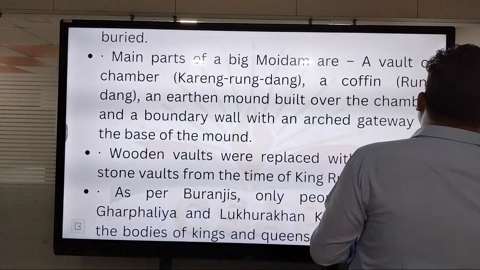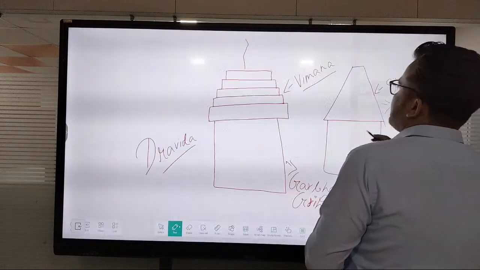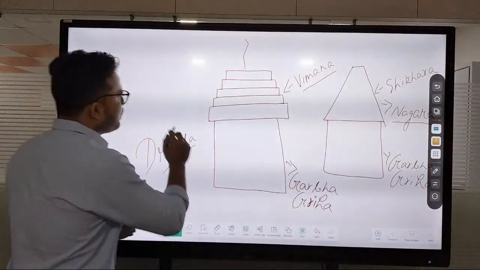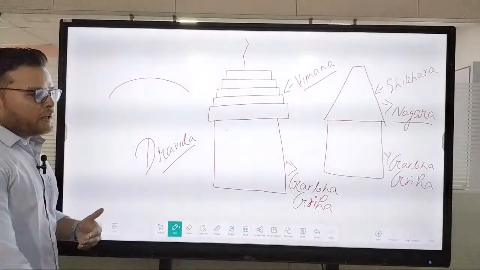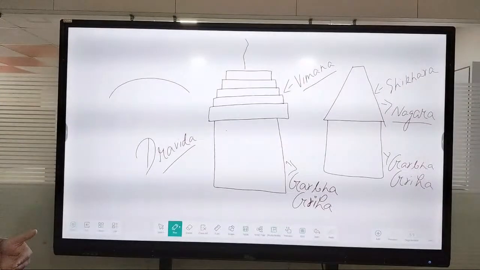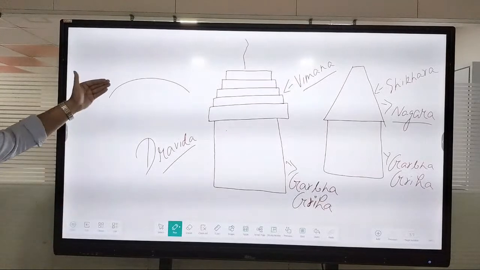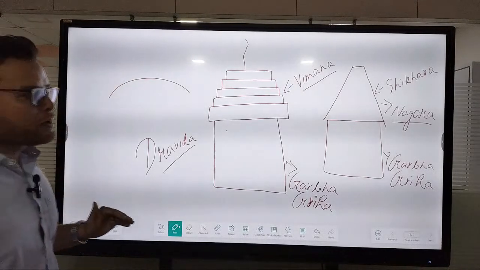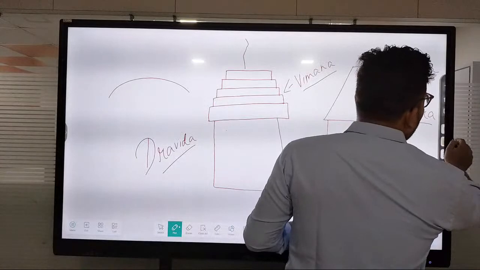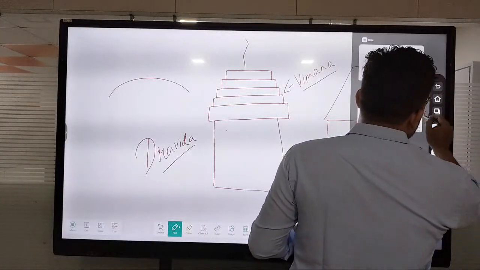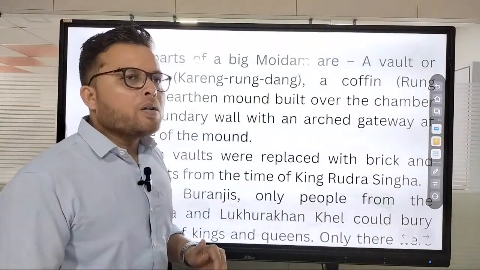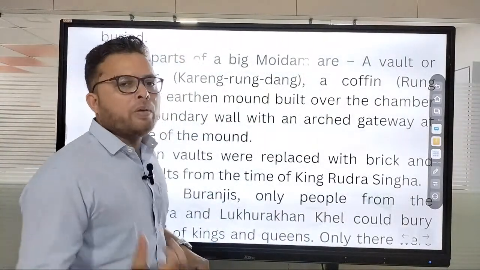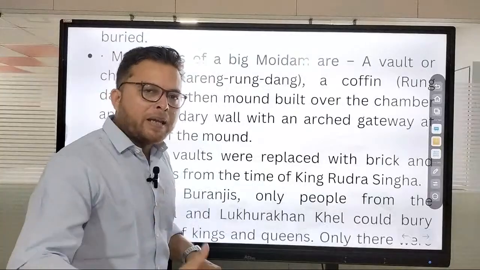What is the meaning of arched? Arch means something like this. This structure is known as arch. Okay, this is known as what? Arch. This is known as arch. This shape is called an arch. So an arch gateway was also present in that particular boundary wall, which was constructed at the base of the mound.